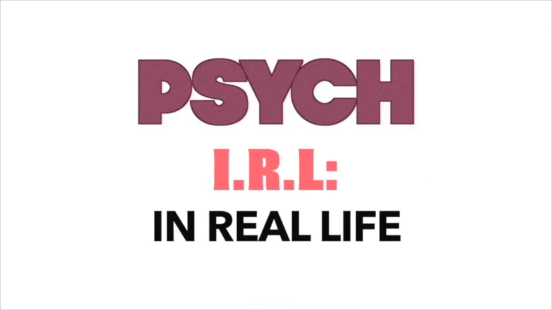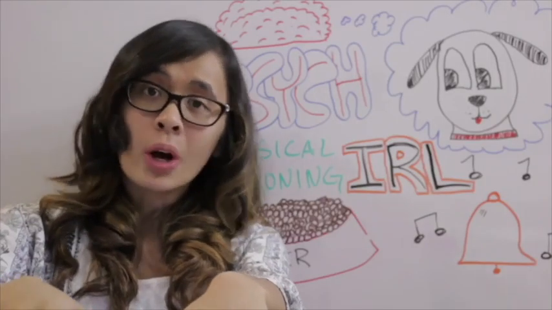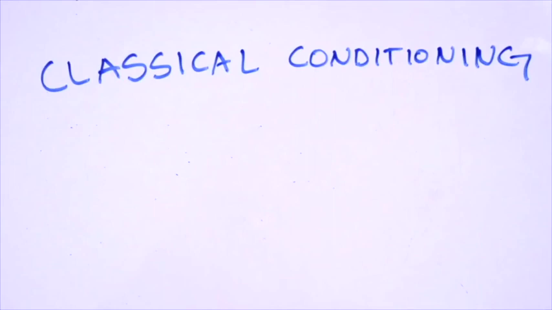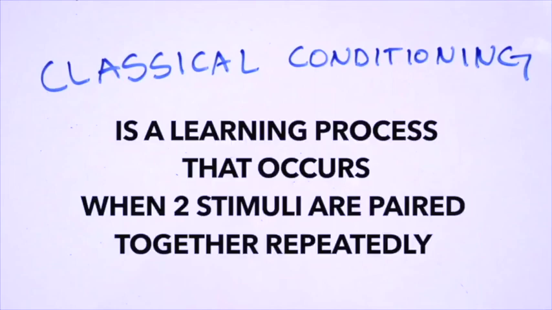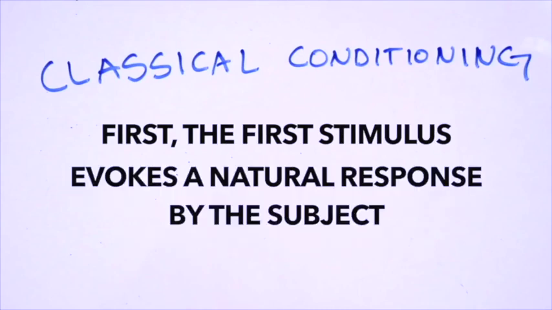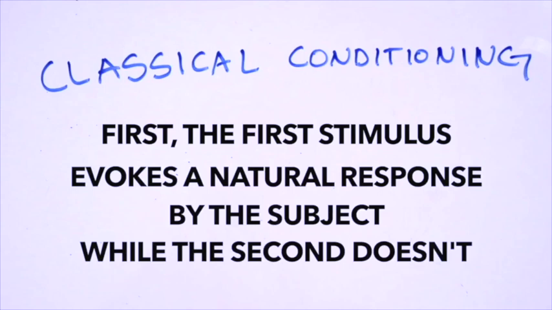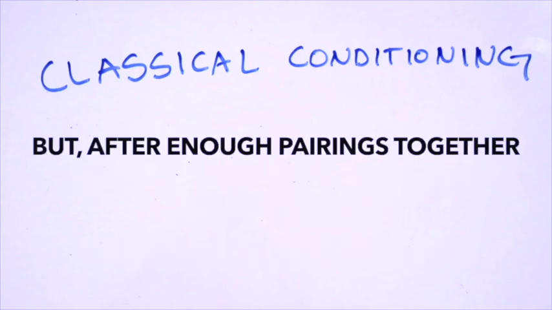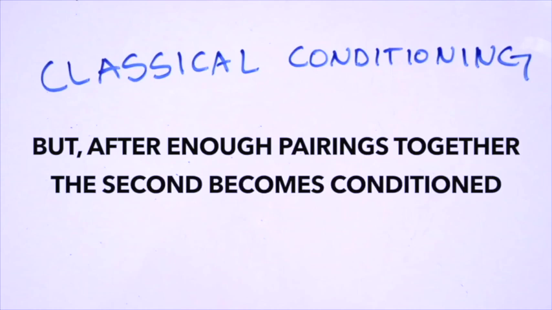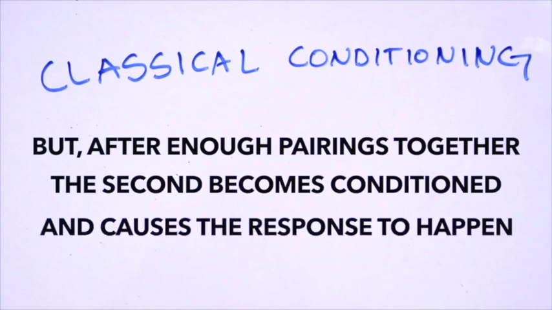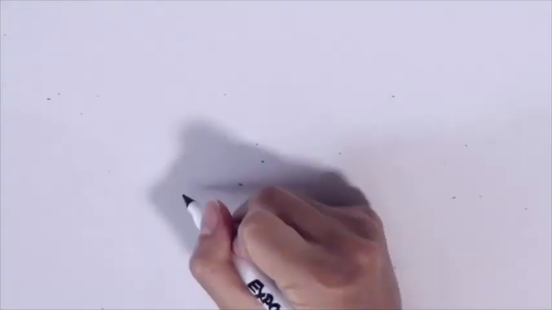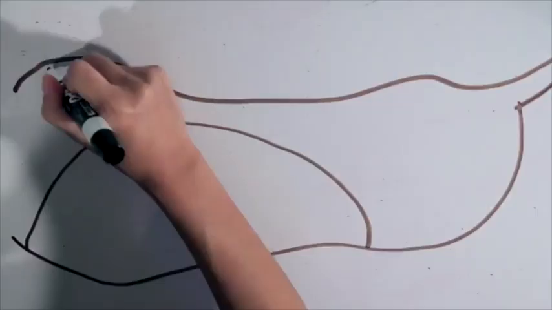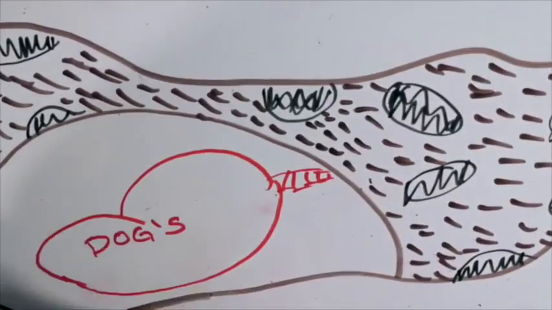Hey, welcome to Psych IRL. Okay, so definition, what is classical conditioning? Classical conditioning is a learning process that occurs when two stimuli are paired together repeatedly. First, the first stimulus evokes a natural response by the subject, while the second doesn't. But after enough pairings together, the second becomes conditioned and causes the response to happen. Makes sense. So there was this Russian scientist named Ivan Pavlov, and he discovered this by accident. He kept dogs in a lab so he could study their digestive processes.